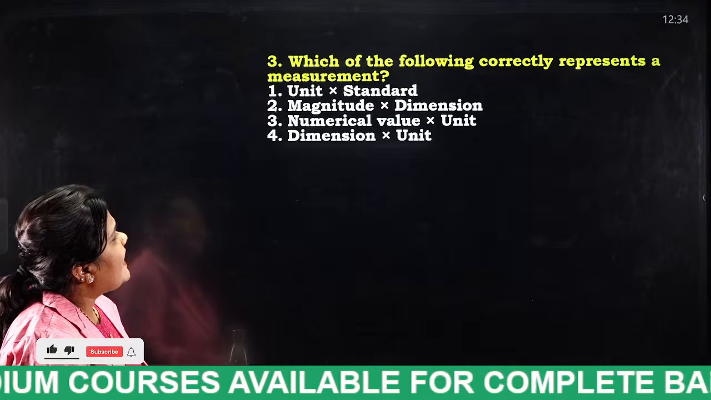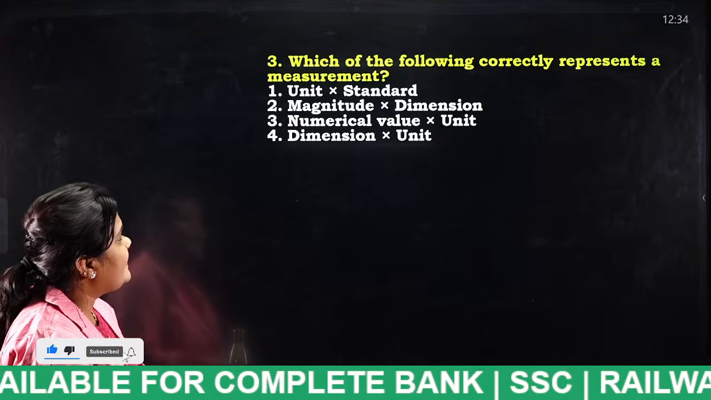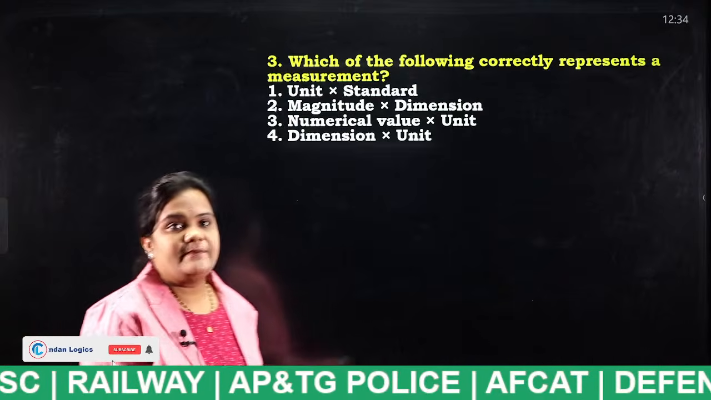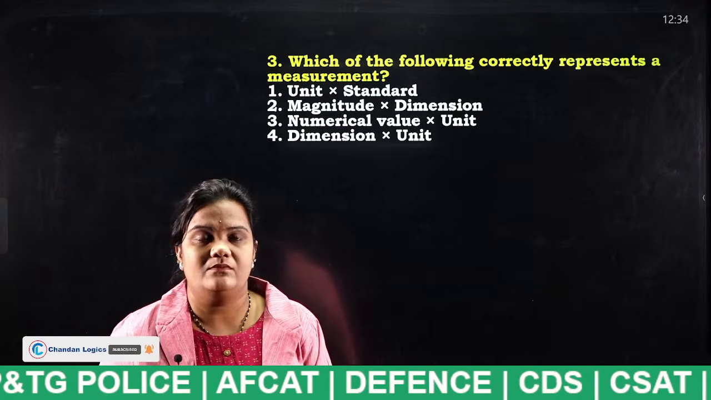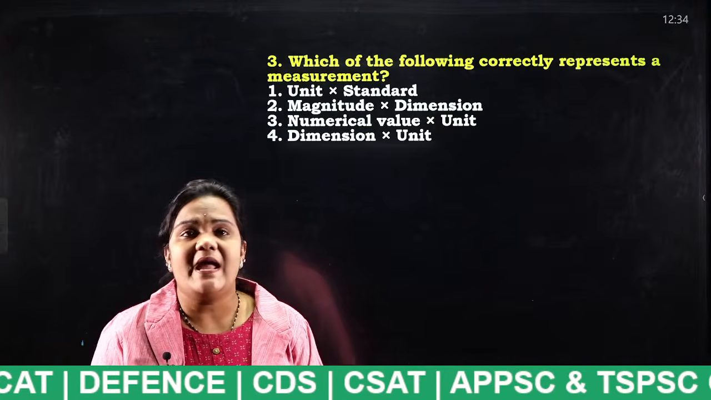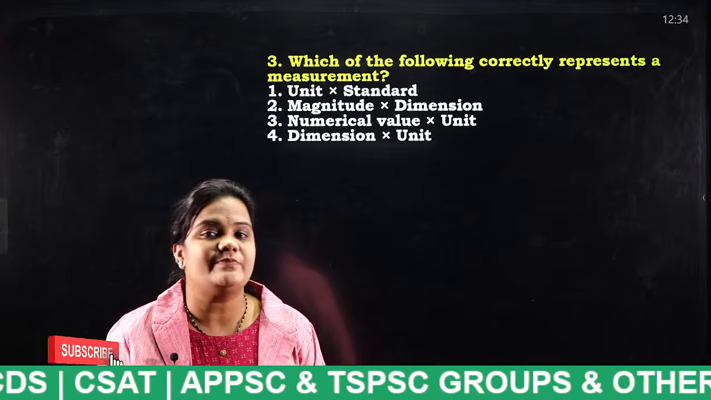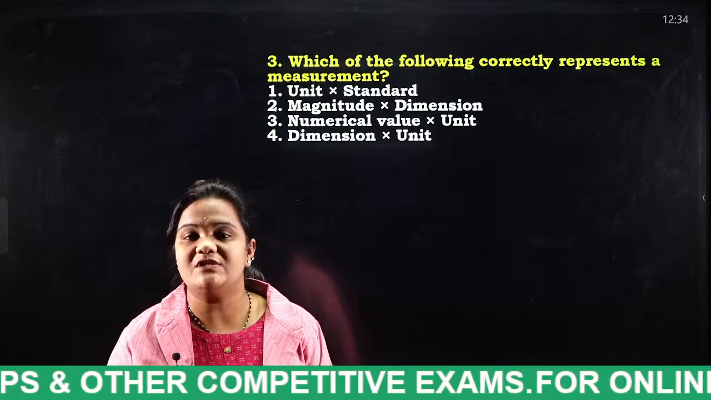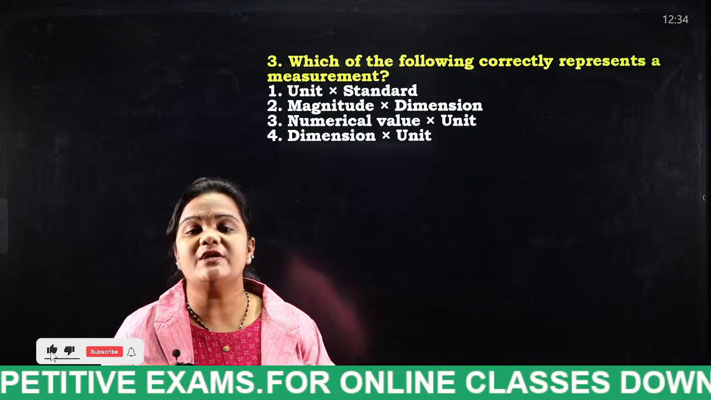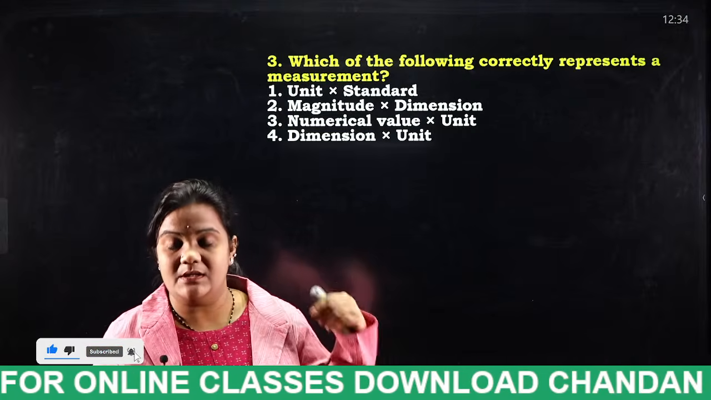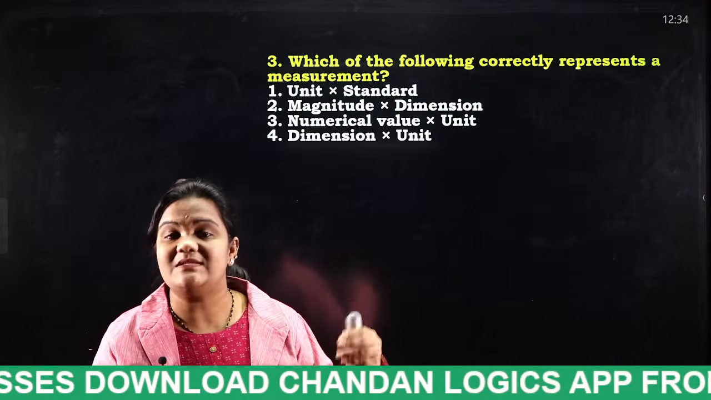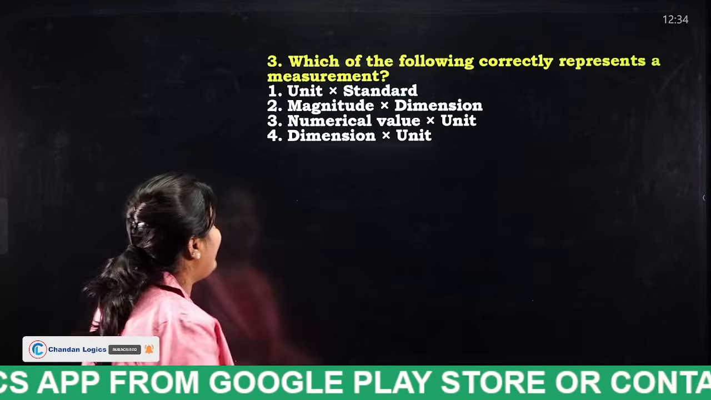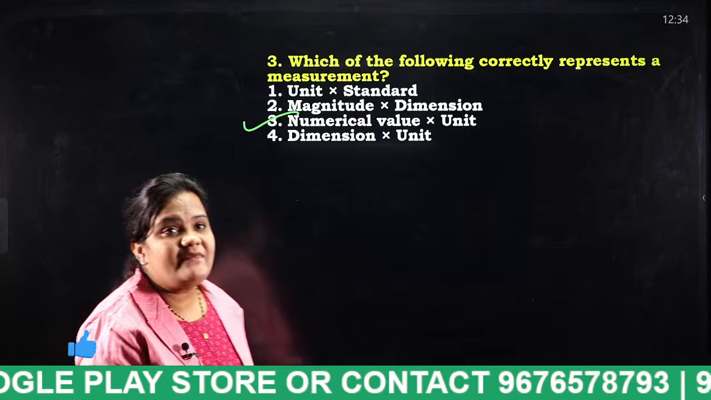Which of the following correctly represents a measurement? Unit into standard, magnitude into dimension, numerical value into unit, dimension into unit. What is the formula for measurement? Tell me students, what is the answer? Everybody in the live session, please mention your answer in the comment section. And those who will see this session after the live, mention your answers in the comment section, and see this session once, twice, thrice, so it will be very interesting. So what is the answer? Very good. Measurement is equal to numerical value into unit.